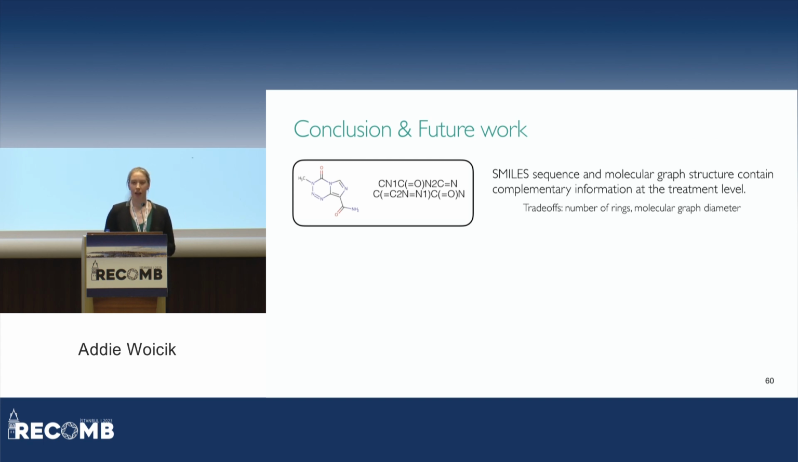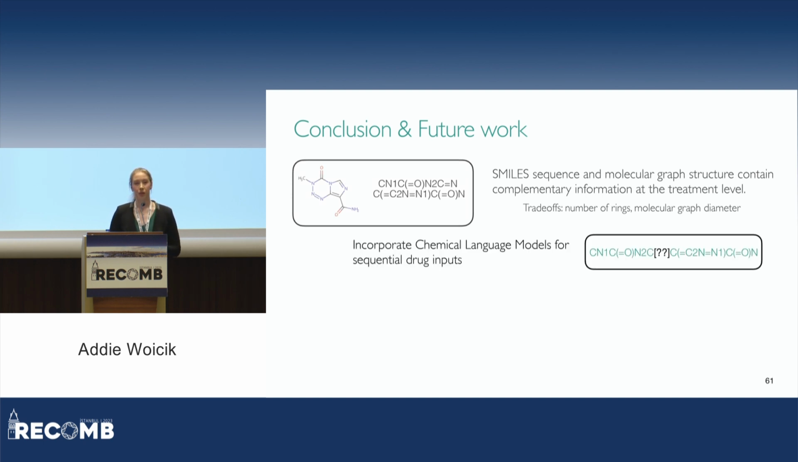So to wrap up, hopefully I've convinced you today that the SMILE sequence and molecular graph structures can contain complementary information, and that we can integrate these at the treatment level. And we think this helps Pisces better navigate some of the trade-offs, like the number of rings and the molecular graph diameter, particularly when our basic rule of thumb might suggest that we should make different modality decisions for each of the two drugs in the combination.